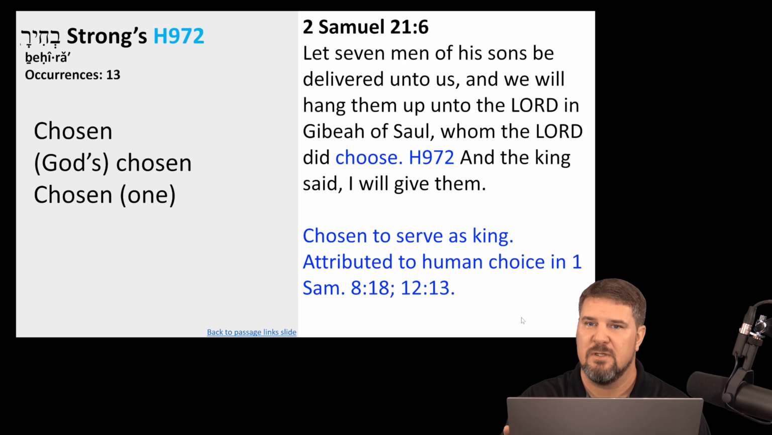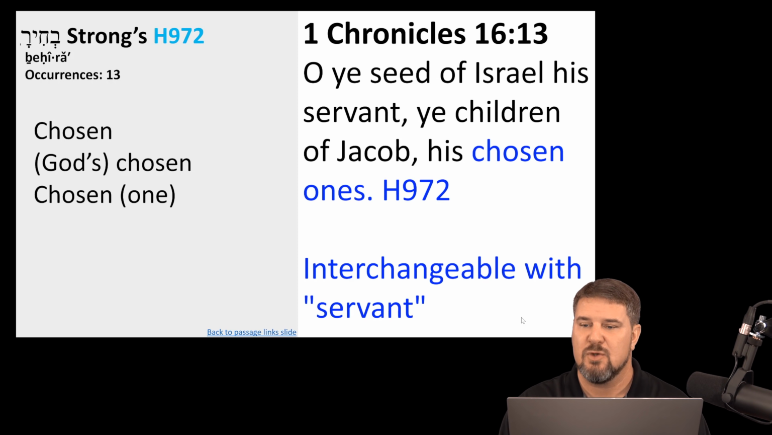And then we've been over a different Hebrew word being used for something very similar. So some of these we've pretty much been over the same concept several times. Here, 1 Chronicles 16:13, "O ye seed of Israel, his servant, ye children of Jacob, his chosen." The same thing stated twice. Again, servant is interchangeable with chosen, just as Israel is interchangeable with Jacob. So chosen to serve, not chosen to be saved.